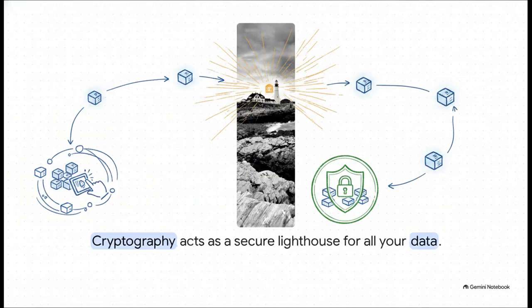So, imagine a lighthouse for a second. Cryptography acts exactly like that secure beacon. It guides and protects your data in motion as it travels across the wire, while also acting as a tower of defense for data sitting at rest and data actively in use. As a security professional, your due diligence actually requires evaluating vulnerabilities across all three of these distinct states.